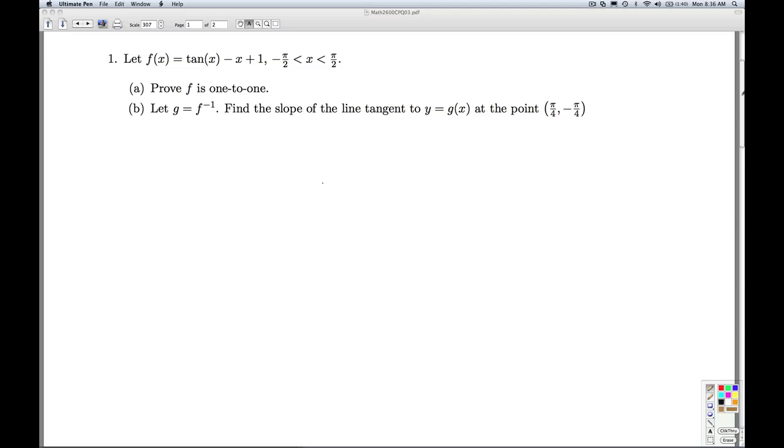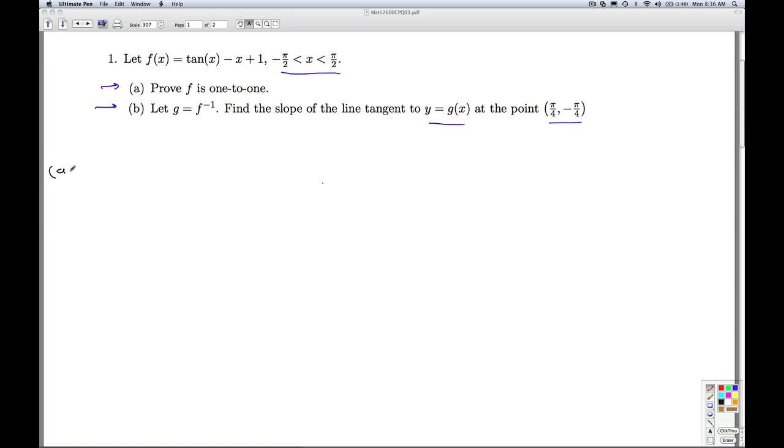We're given a function, f of x equals tangent x minus x plus 1, and we're restricting our attention to x's that lie between minus pi over 2 and pi over 2. In part A we're asked to prove that it's 1 to 1. And in part B we're asked to find the slope of the tangent line to the graph of its inverse at the point pi over 4, negative pi over 4.